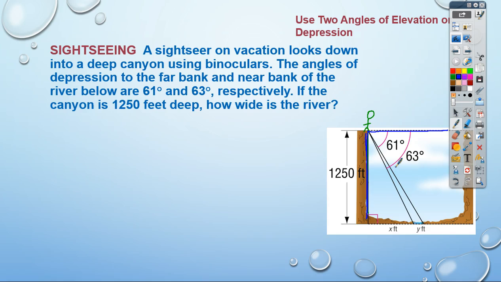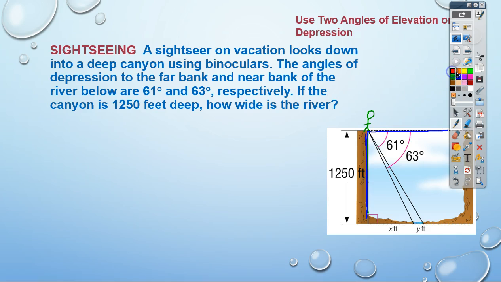Okay, if the canyon is 1,250 feet deep, that's the deepness here. How wide is the river? This is a tricky problem. What people are probably saying is, look, mister, it's just 2 degrees. We can use that, 2 degrees. Not so much. You have to pull this apart into 2 separate triangles.